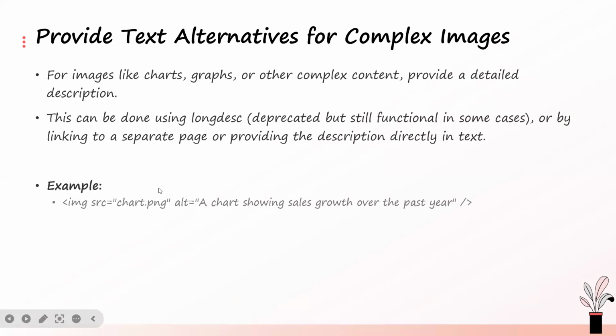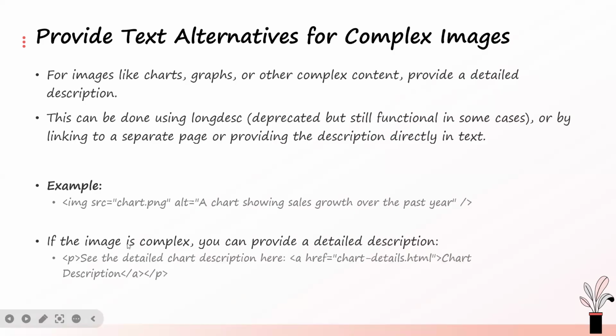Now look at this. If this image has an alt text, and the image is complex, you can provide a detailed description. So we now have a paragraph that has this description, and we have an anchor tag inside of it. This is describing the image. We are going to see how we can use ARIA attributes to associate these two.